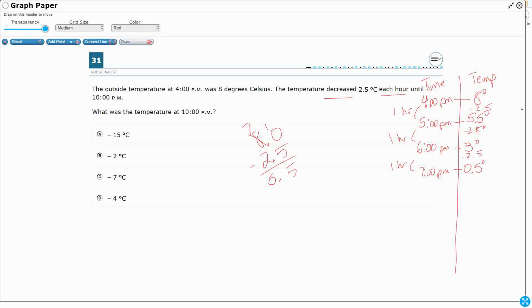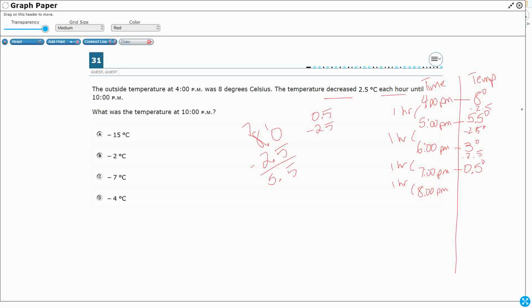Now, this is where it gets interesting. At 8 o'clock, I'm adding another hour, and I need to take away 2.5. So that's where this isn't really going to work, right? 0.5 minus 2.5. I need to think about this in a different way.